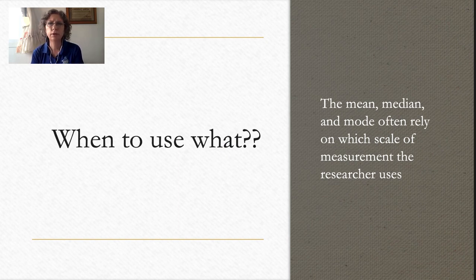The mean, median, and mode often rely on what scale of measurement the researcher is using for that particular variable. And what do I mean by which scale of measurement? That's back to our psychological measurement chapter and the types of variables like your nominal, ordinal, interval, and ratio scales of measurement. So the first question when you're going to summarize descriptives about a variable is to know, are you trying to describe a continuous variable or a categorical variable? It breaks down to those two first.